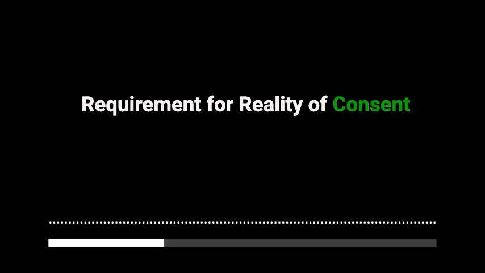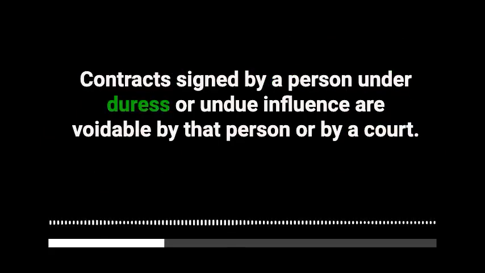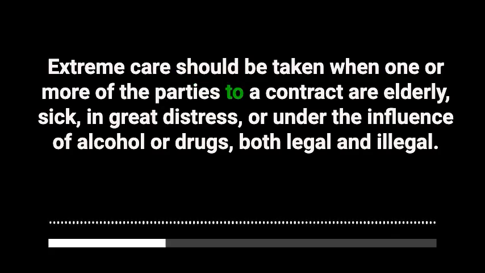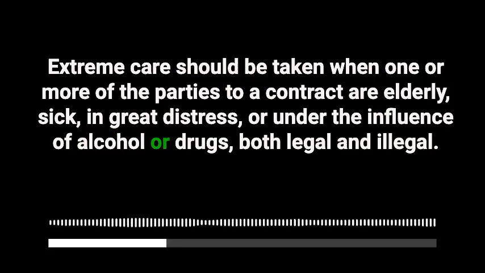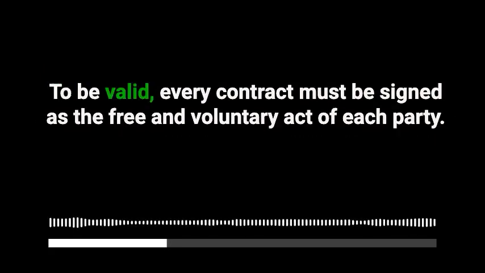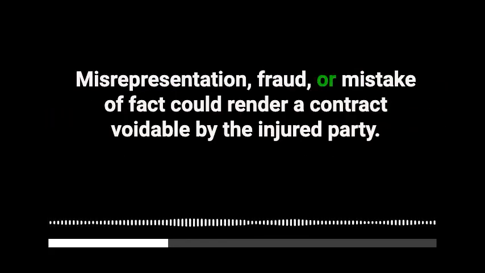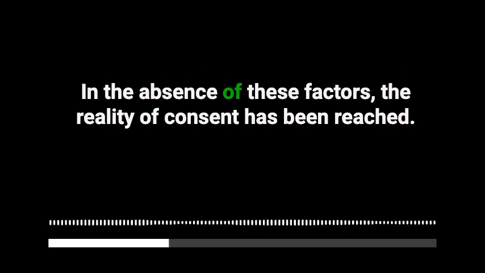Formation of the contract. Requirement for reality of consent. Contracts signed by a person under duress or undue influence are voidable by that person or by a court. Extreme care should be taken when one or more of the parties to a contract are elderly, sick, in great distress, or under the influence of alcohol or drugs, both legal and illegal. To be valid, every contract must be signed as the free and voluntary act of each party. Misrepresentation, fraud, or mistake of fact could render a contract voidable by the injured party. In the absence of these factors, the reality of consent has been reached.